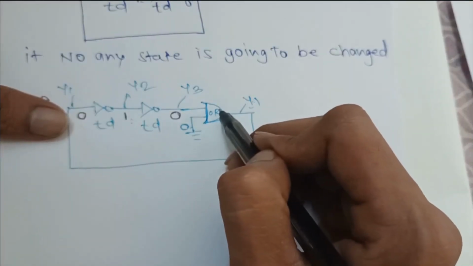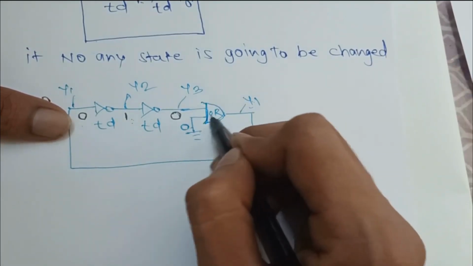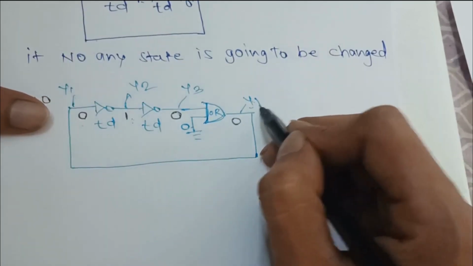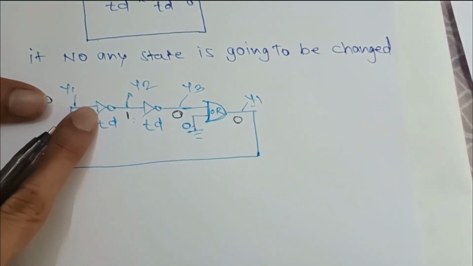The OR gate is going to act as A plus B, right? So 0 plus 0 is going to be 0. So y1 is stable at 0. Next, y1 is going to be given as input to our first NOT gate.